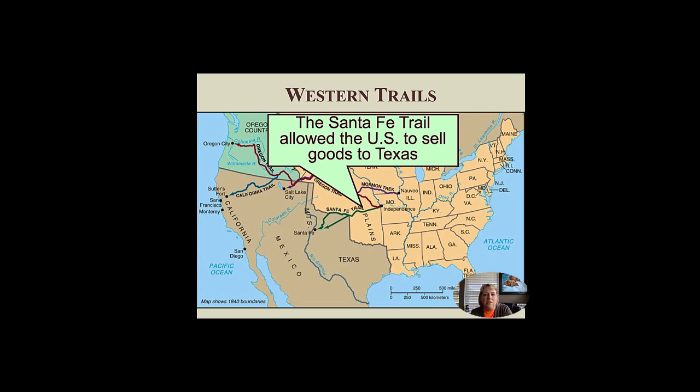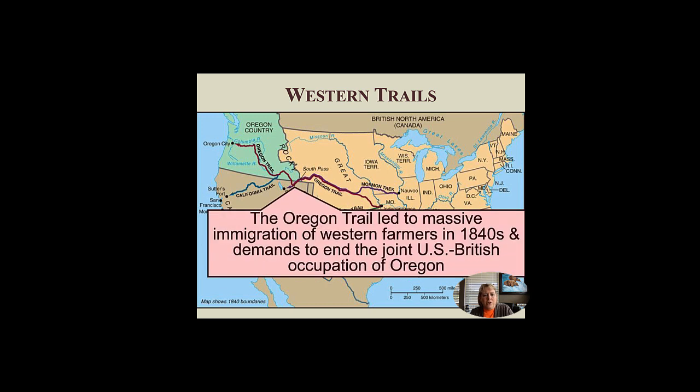And the Santa Fe Trail is going to be the route that we use to send a lot of our goods into Texas. But the Oregon Trail, as you know, is going to lead to the majority of people heading west, trying to get to the Oregon Territory. In the 1840s, they're going to move into the Oregon Territory. This is going to cause a little bit of conflict between the United States and Great Britain.